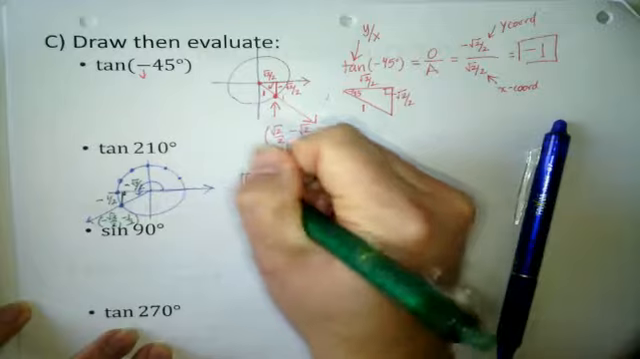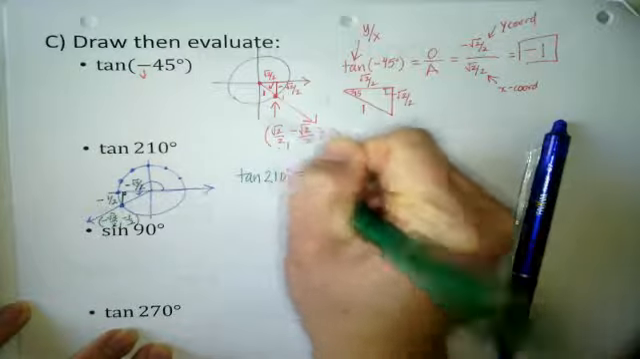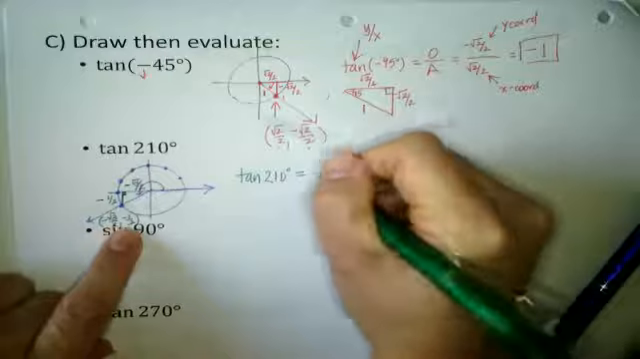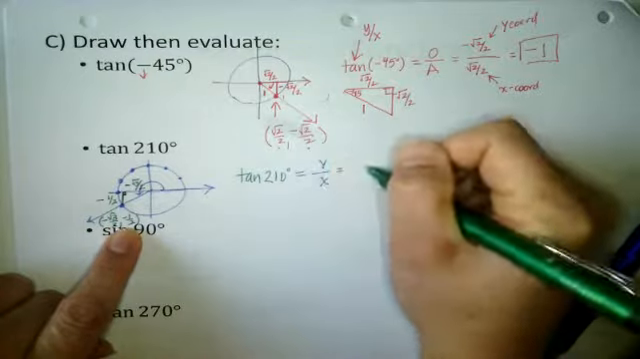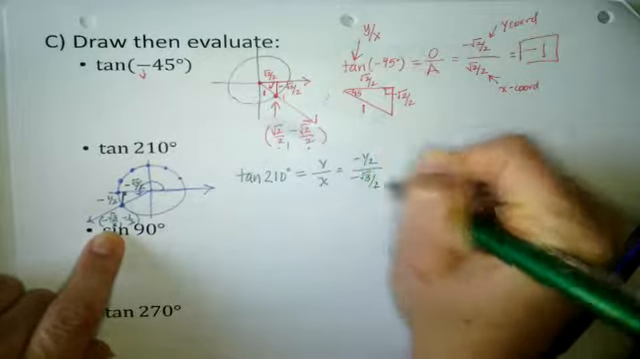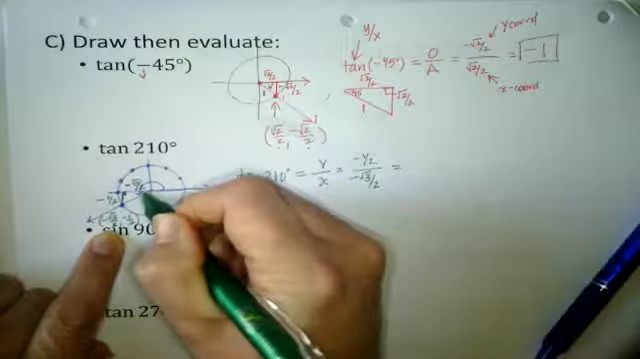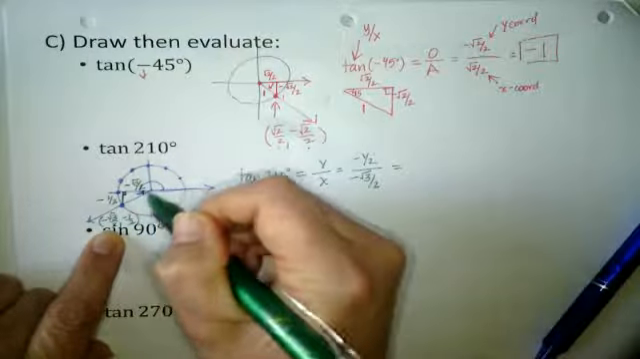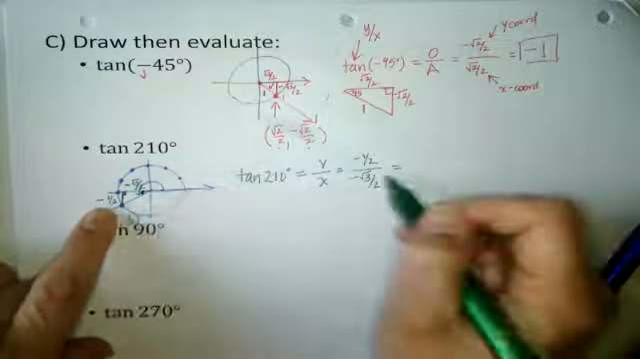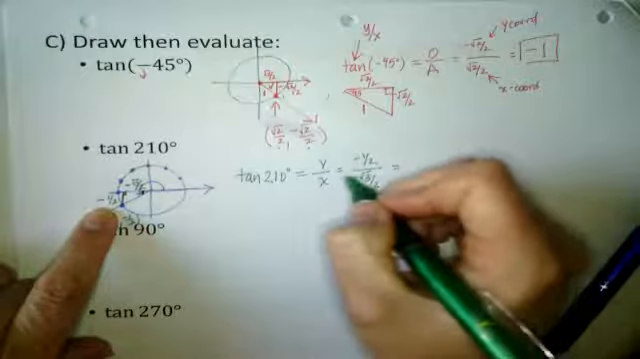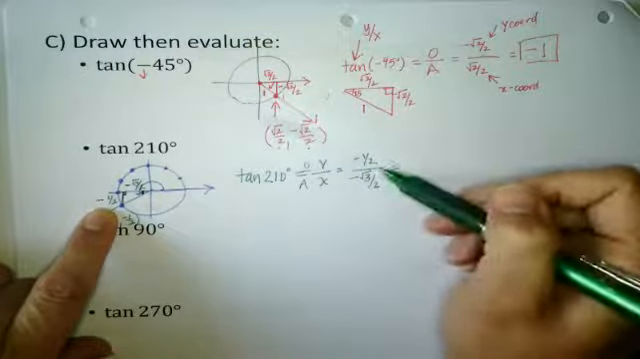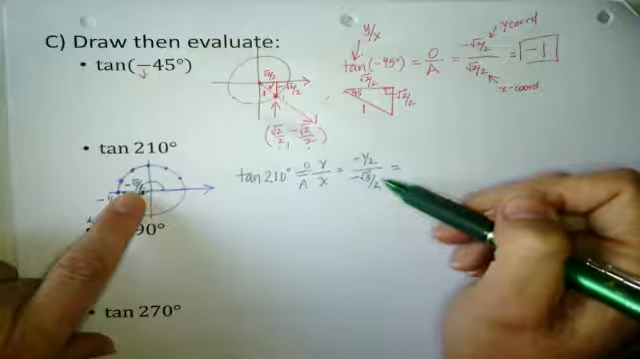So if we want to do the tangent of 210 degrees, well, that would just be our y coordinate over the x coordinate, which would be -1/2 over negative radical 3/2. Again, we're looking from this angle really close to the origin here. So it would be opposite, which is that negative a half. So opposite over adjacent. And the adjacent is negative root 3 over 2.